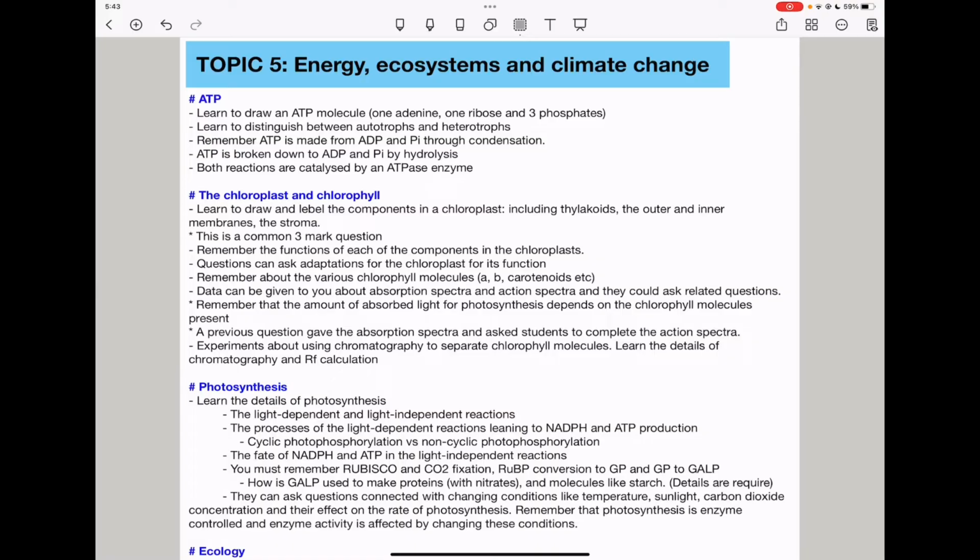This is an enzyme-catalyzed reaction, and therefore changing the conditions for a reaction can alter how this reaction proceeds. You need to know that ATP is broken down to ADP and Pi by a hydrolysis reaction. This hydrolysis reaction involves adding water, so both these reversible reactions are catalyzed by ATPase, which is the enzyme for that reaction.